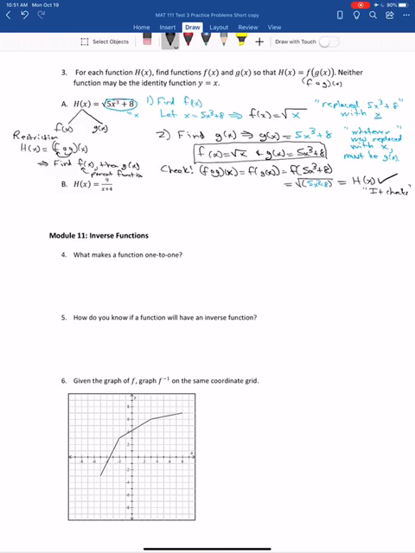In b, we're given a rational function. So let's do the same thing. We want to find f of x, and then we want to find g of x. That's the question. So again, first step. Step 1, let's go find f of x.